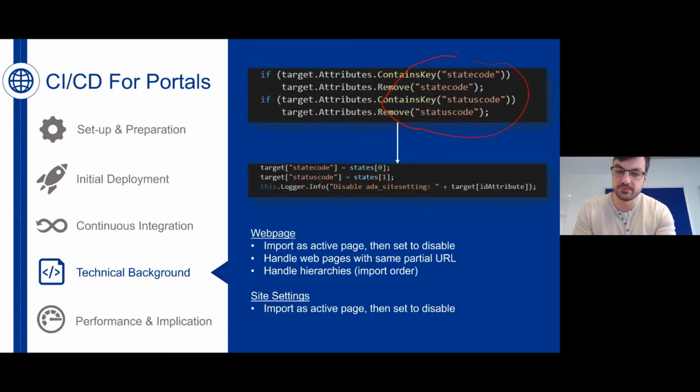And a few examples for the web page. You can import as active, then set it to disabled. This could be the case if you have disabled pages or draft on your dev system and you need to deploy, but you don't want to publish it yet. So this could be the case. And hierarchies and so on, we mentioned that. Site settings, the same thing. So there are a lot of entities with a very specific behavior. So just try to import it on a test system and then you will realize, okay, what needs to be done for that.